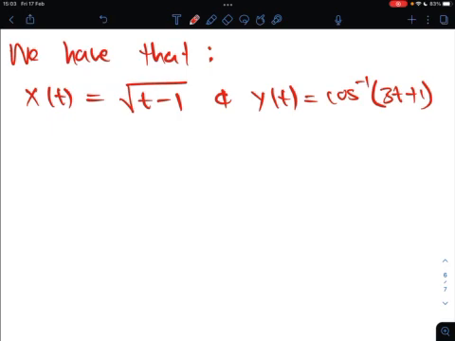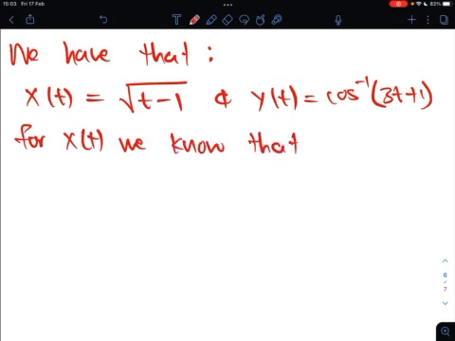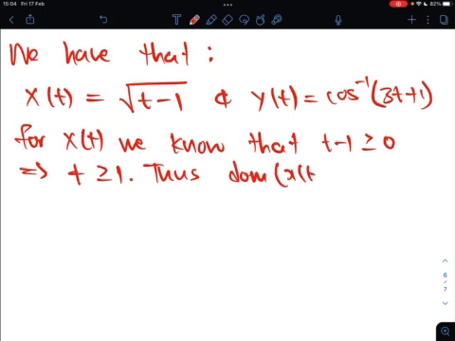So for x of t, from our understanding of the root symbol, we know that this t minus 1 that we have here must always be greater than or equal to 0. So this implies t must be greater than or equal to 1 all the time. So we can see now that the domain of x of t is all numbers from 1 to infinity.